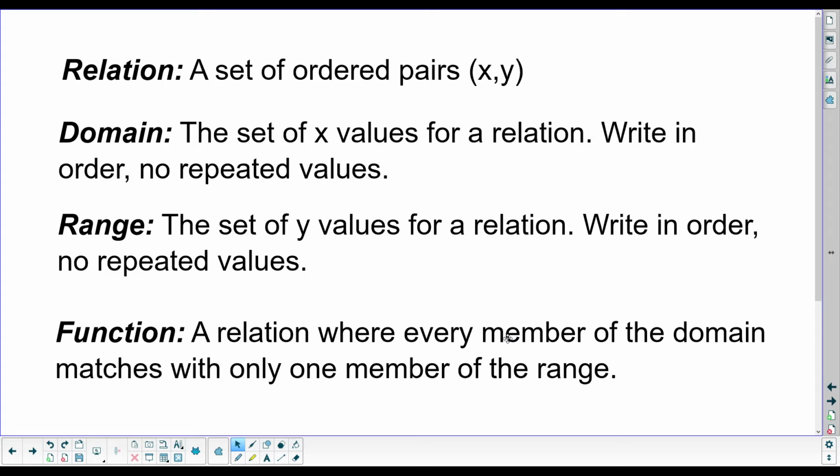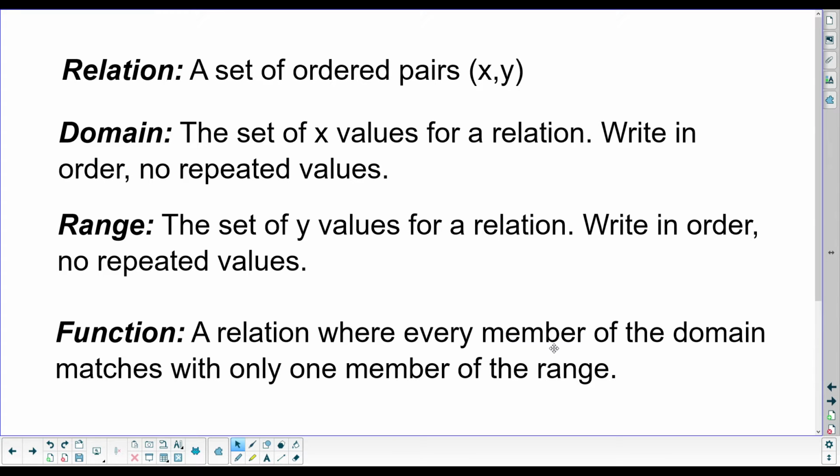Okay, and then a function is a specific type of relation. A function is a relation that has the property that there's unique members of the domain, and every member of the domain only has one range member. Okay, so every domain member only matches up with one range member, and we'll look at some examples of that in just a second.